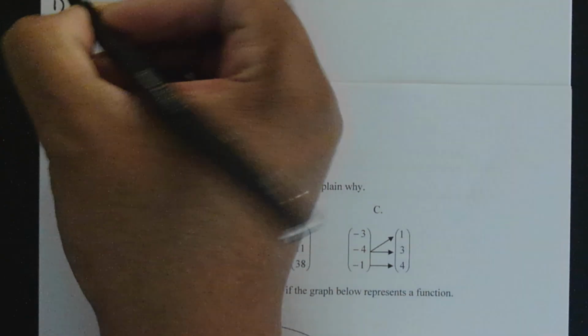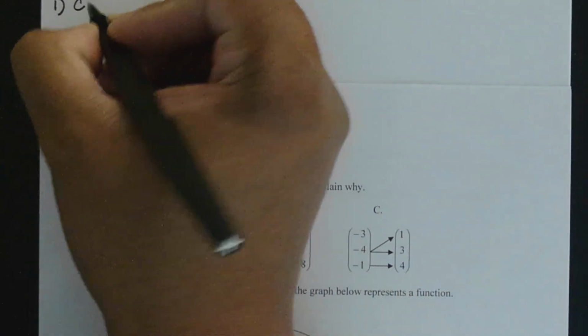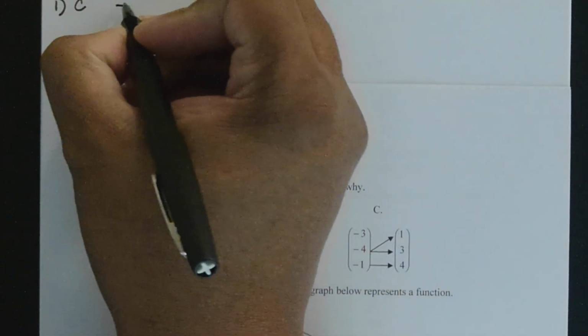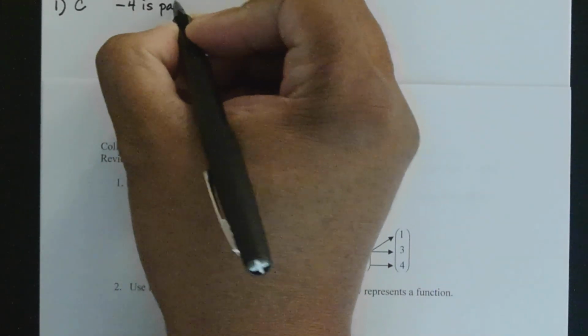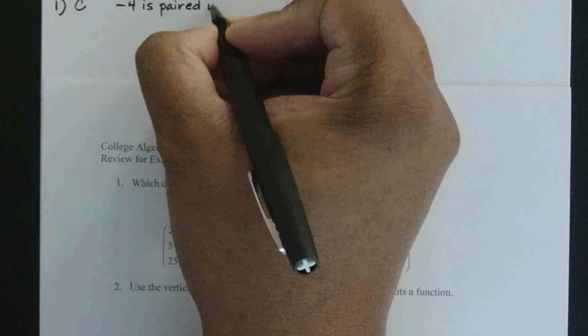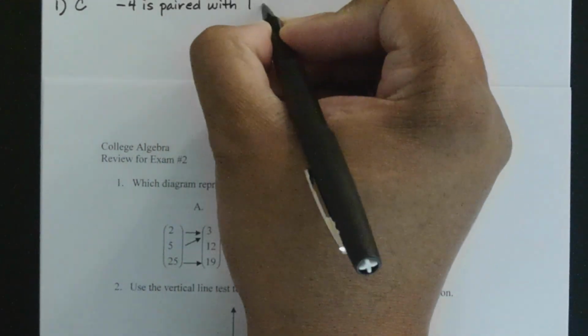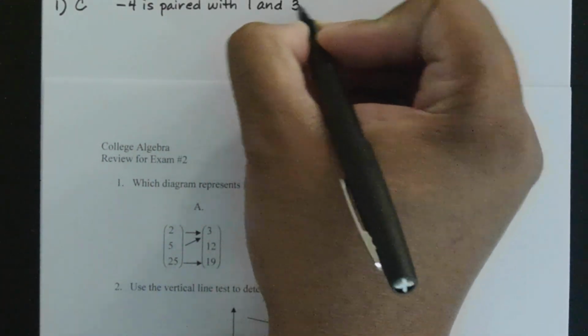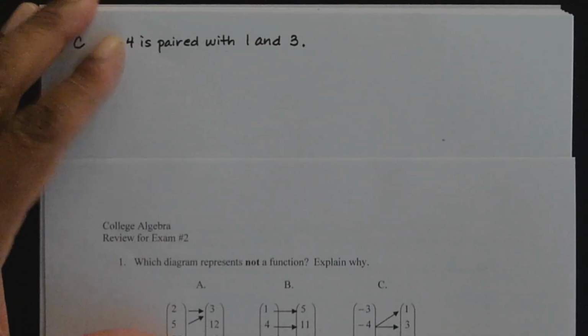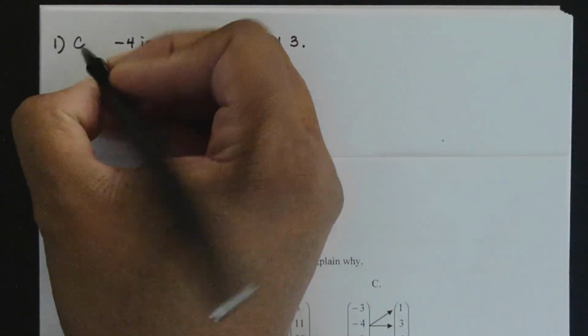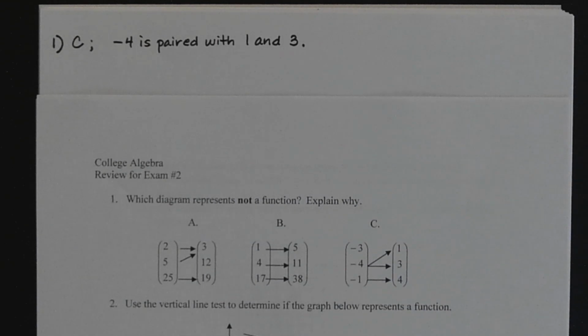All right, in problem number 1, we can just say that C is not a function, and the reason, we can write something like this. -4 is paired with 1 and 3. Oops, I can't see that. So here graph C is not a function because -4 is paired with 1 and 3. Okay, any questions about problem number 1?